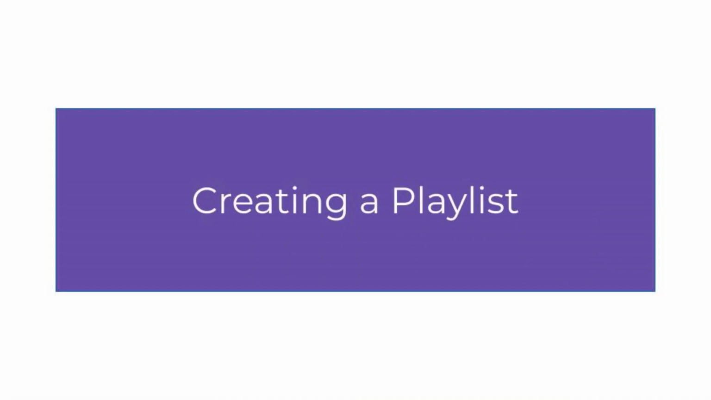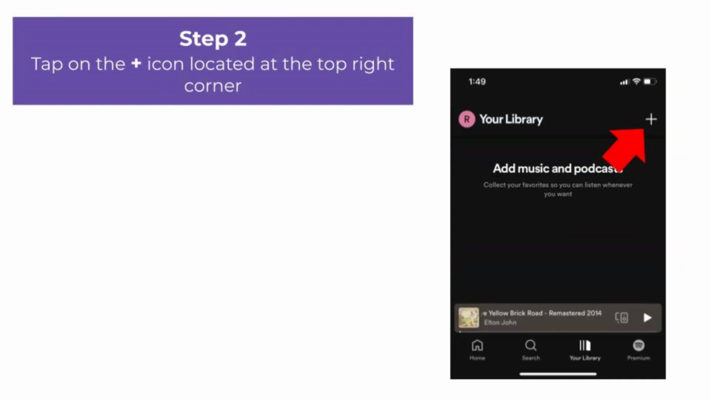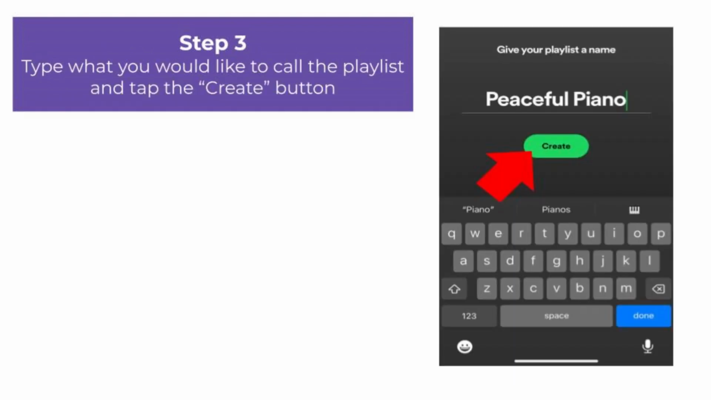Next, we will learn how to create your own playlist of your favorite songs. First, tap on Library at the bottom of the screen. Then, tap on the plus button located at the top right corner of the screen. Then, use the keyboard to type in what you would like to call the playlist. Then, tap the Create button.